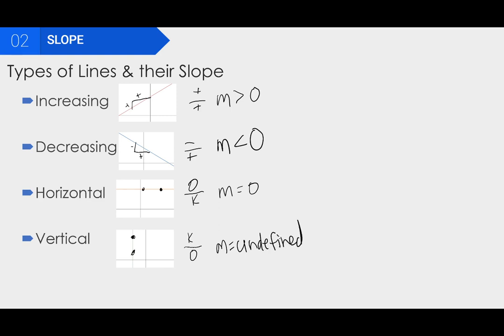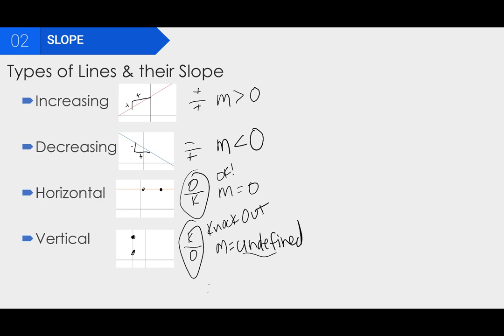A lot of students will get 0 and undefined confused. I picked these letters on purpose. 0 divided by k, that is okay. That's how I remember it. K divided by 0, oh no, knockout. Undefined. Too bad. It's undefined.